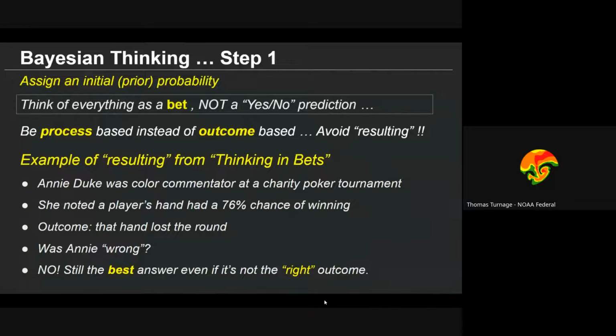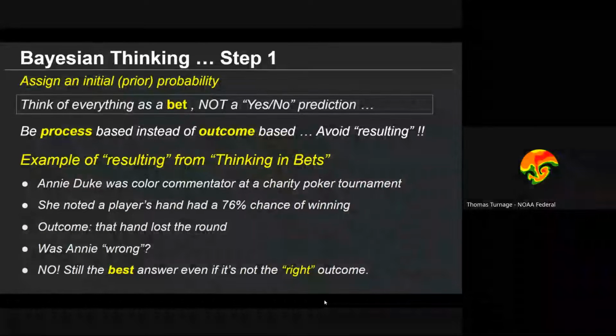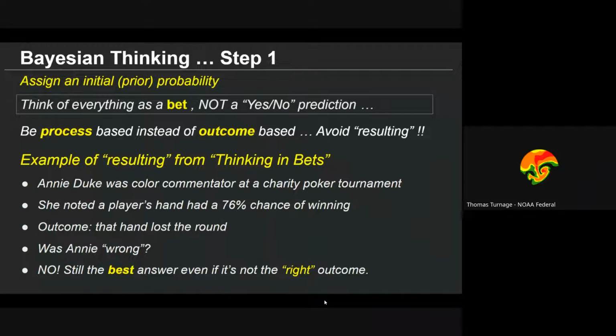And that's the trap you can get into with resulting, where you can just really latch onto a particular outcome and you think of that instead of the process that went into it. So the answer that she provided was still the best answer. Now, notice I didn't say the right answer. I said the best answer, because you're never going to really have the exact right answer in a situation with limited information, which pretty much describes every situation.